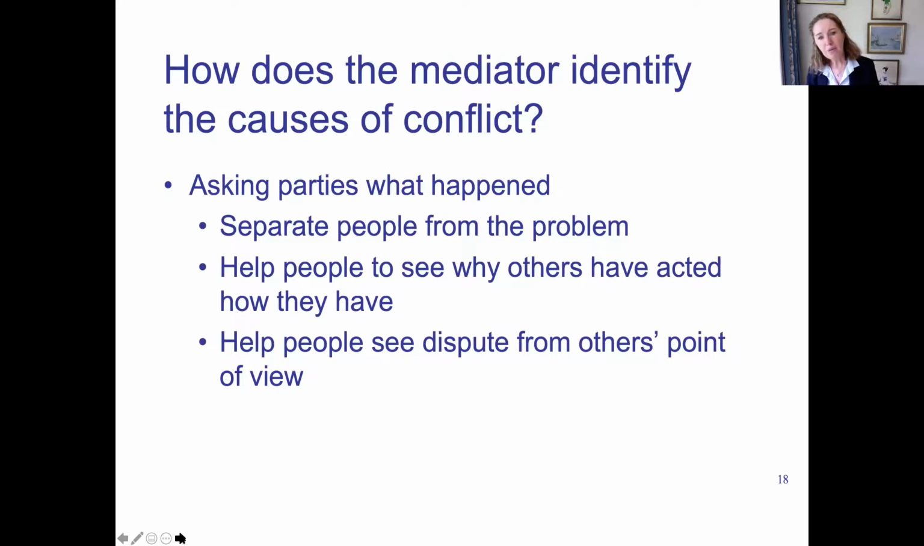And helping people to see why others have behaved as they have can be very useful as well, because sometimes it may be that people will agree to disagree. I see what you're saying, I don't agree, we're never going to agree, but it is in everyone's interest that we move on from this and we don't spend so much time going to court. It is better for everyone. So seeing where the other people are coming from can help people to resolve their disputes.